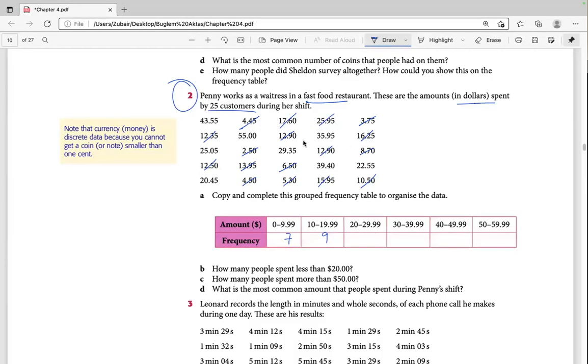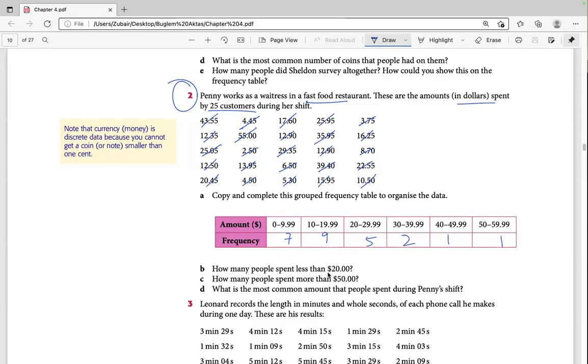1, 2, 3, 4, 5. From 30 to 39. So I'm ignoring this digit 4. 1, 2 only. 2 to 4 to 49. 1. That's 1. 50, this is the only one left.